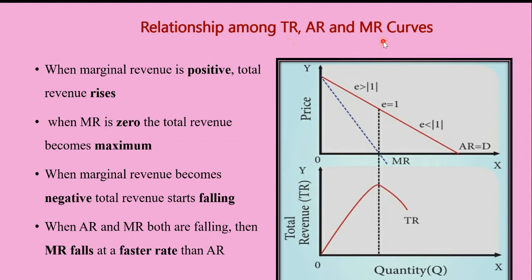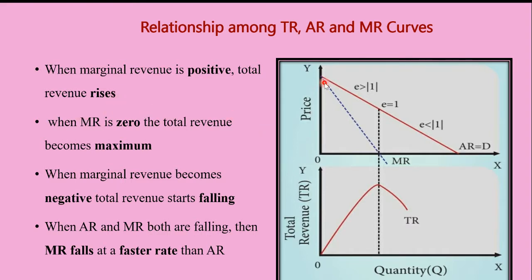TR, AR and MR. Here on the right side we have the graph. All the three curves are marked here. This is AR, MR and TR. When the marginal revenue is positive, the total revenue rises. If you understand it, it will be easy for you to memorize. Without understanding, if you memorize, you will forget it. So please try to understand the concept first. When the marginal revenue is positive, total revenue rises. That is point number 1.